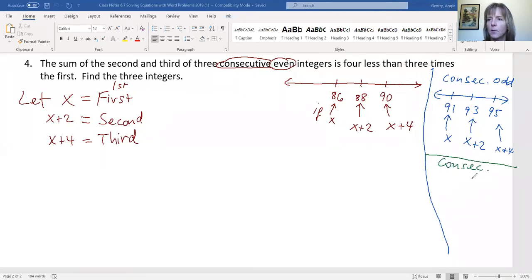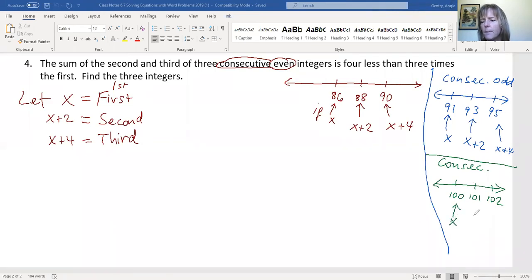Not odd, not even, just consecutive. So you sketch a number line and you come up with any numbers you want. What if you had 100? What's the next one? 101? What's the next one? 102, if you're looking at consecutive numbers, not even, not odd, just consecutive numbers.